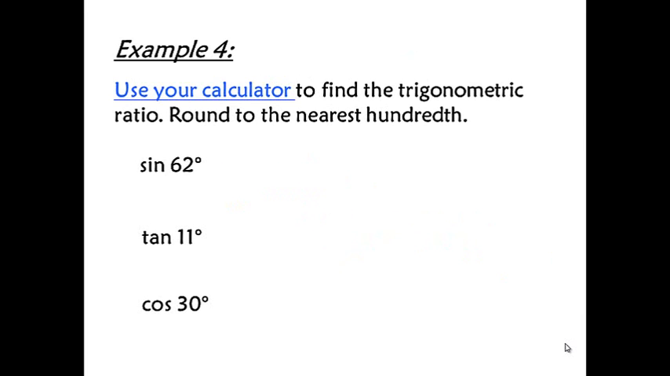In example 4, we want to use the calculator to find the trigonometric ratio. We're going to round to the nearest hundredth. So I'm going to take a minute here to explain that there are a couple things you need to remember when using your calculator to find sine, cosine, and tangent of your angles. First, you need to make sure your calculator is always set in degree mode. If you don't, you'll get every question wrong. So make sure degree mode. Write it down in your notes. Next, you always need to remember SOHCAHTOA.